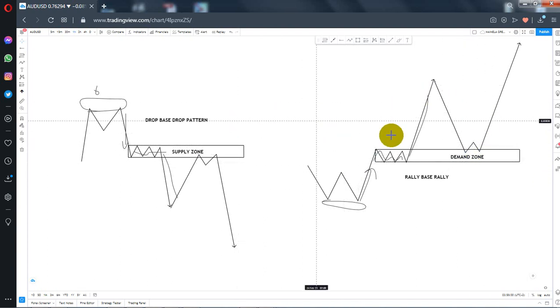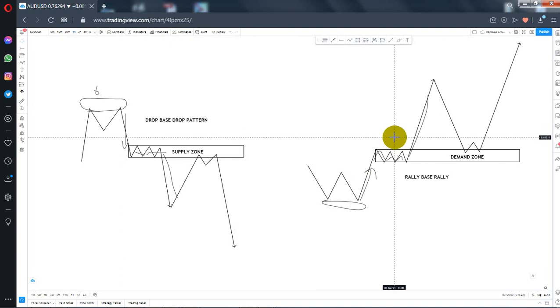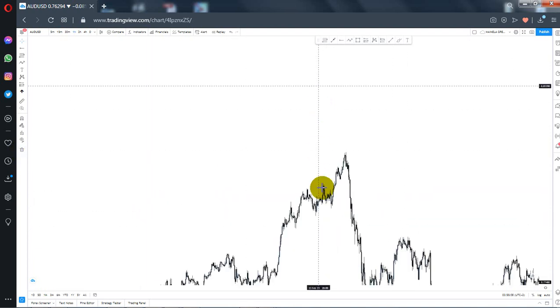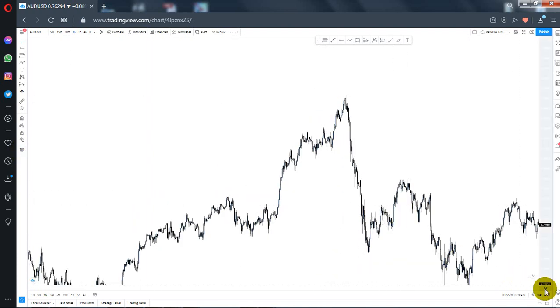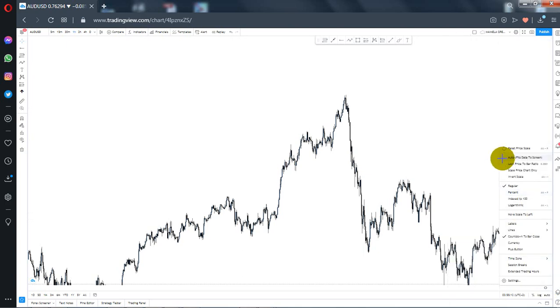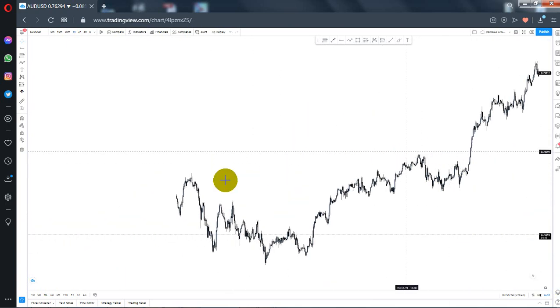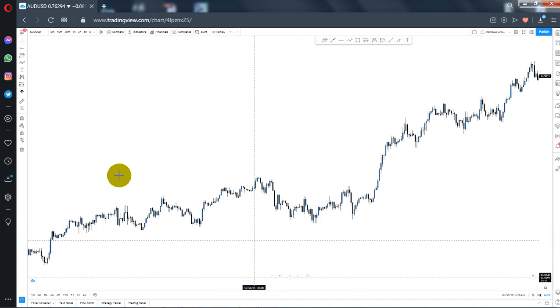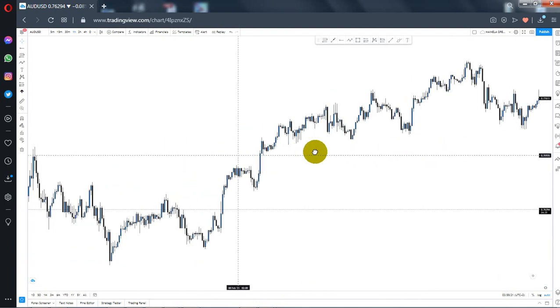So without wasting any time, let's get to the real market and try to find these two patterns. Let me just bring back the chart. Okay, let me zoom it out so that we can see the candlesticks, because that's very important.